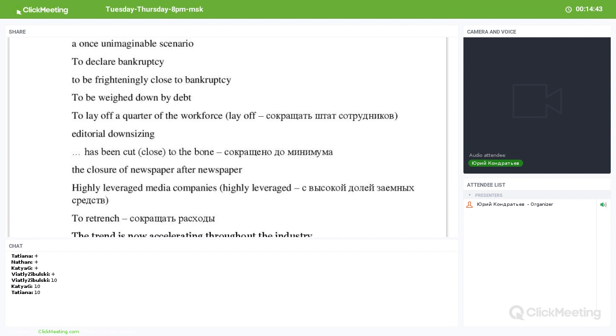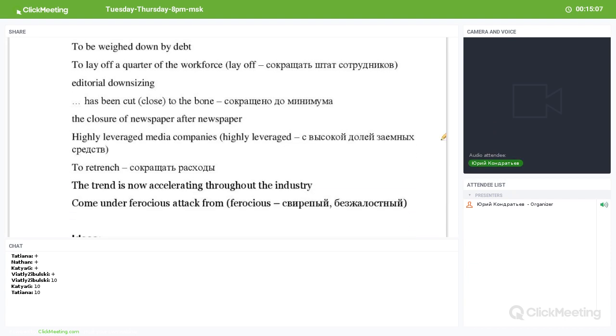There's another idiom. And in some countries, such as Great Britain, we can witness the closure of newspaper after newspaper, right? That's another expression that could be used in your essay. Then there are even those companies that are highly leveraged media companies. It means they owe money to lots of creditors, so they still do not have enough money and they have to retrench. That's another expression that might be used in this essay.